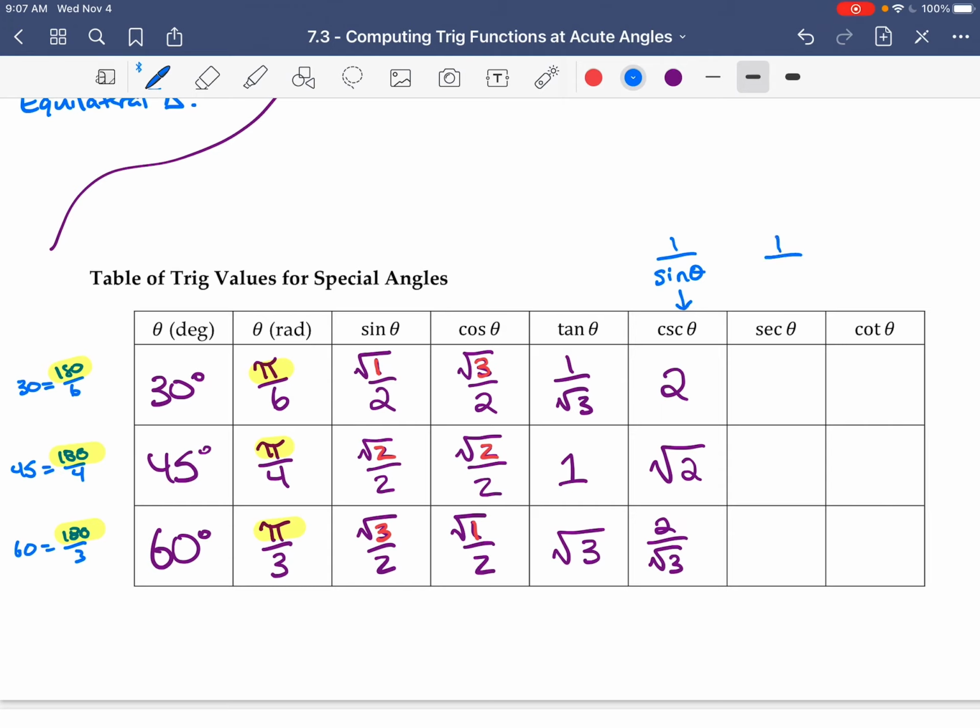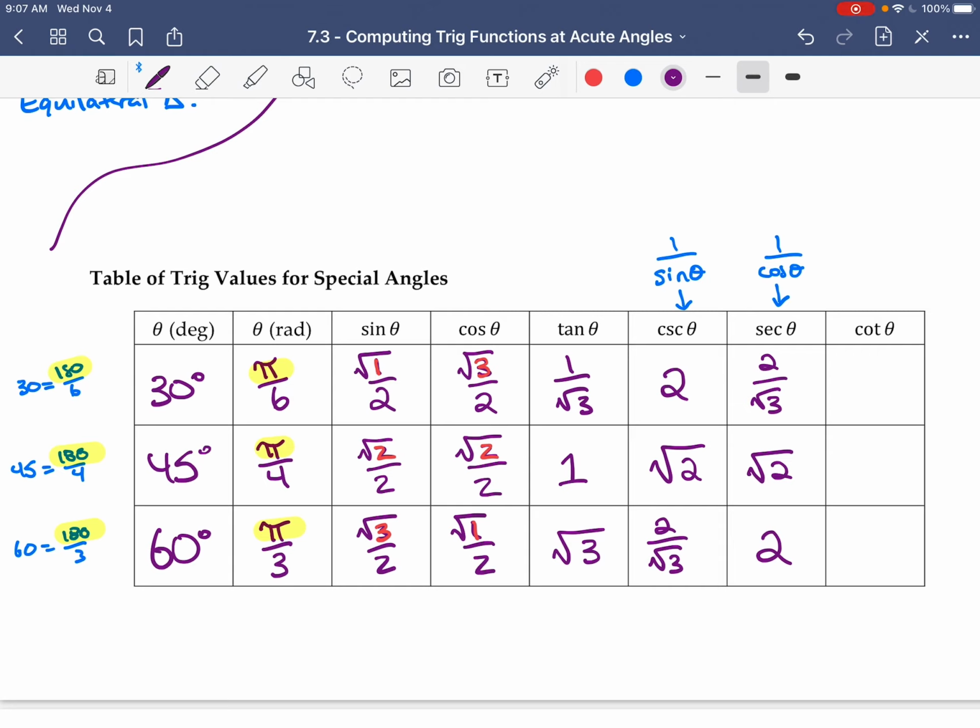Now this one is 1 over cosine theta. So again, flip the cosine ones. So this is going to be 2 over root 3. This one is also root 2. And this one is also 2. So like cosecant, but the other way around.